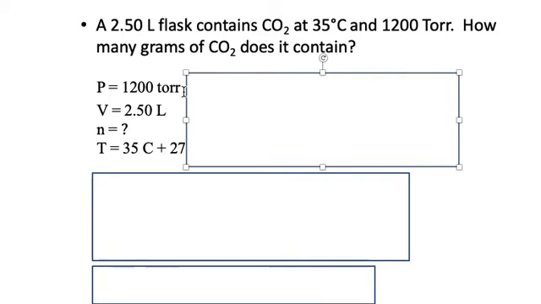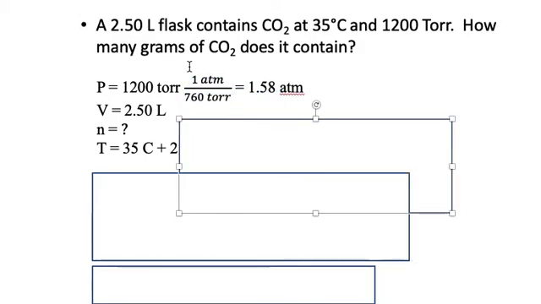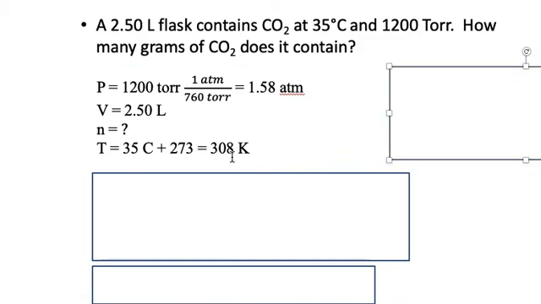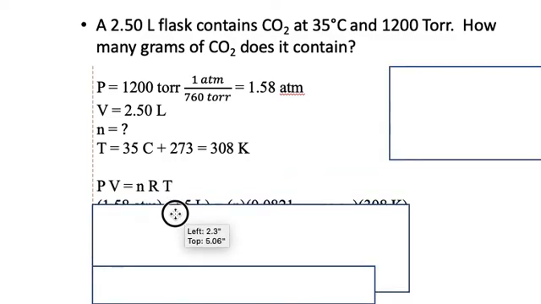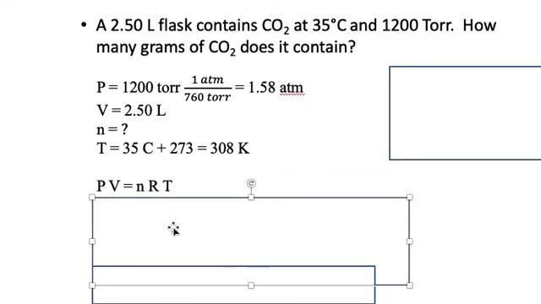So torr, that's not normally the units of pressure that I want to use. I want it to be in ATMs so that it matches up with the gas constant and can be canceled out. So to convert that, I'm going to use the conversion factor that 1 ATM is equal to 760 torr. The torr will cancel out, and I get ATMs as my units of pressure now. Temperature, just like always, we want to add 273 to get the temperature in Kelvin, and there it is, 308 degrees Kelvin. So now I can plug everything into PV is equal to nRT.